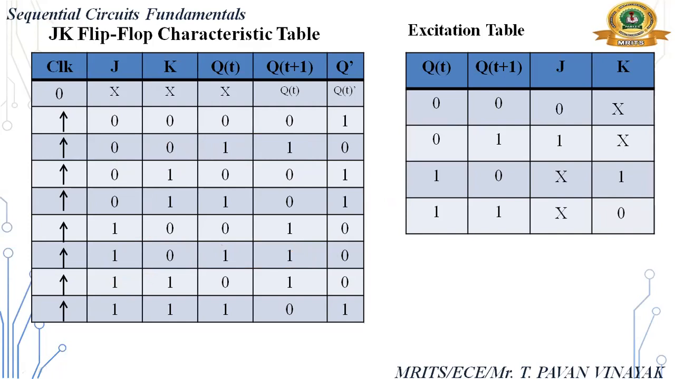Okay, this is the excitation table of the JK flip-flop. Mostly the JK flip-flop is used in the toggle condition only. The toggle condition is useful for designing counters. Now let us see how the toggle condition works. I am showing the circuit working now. Let us see.